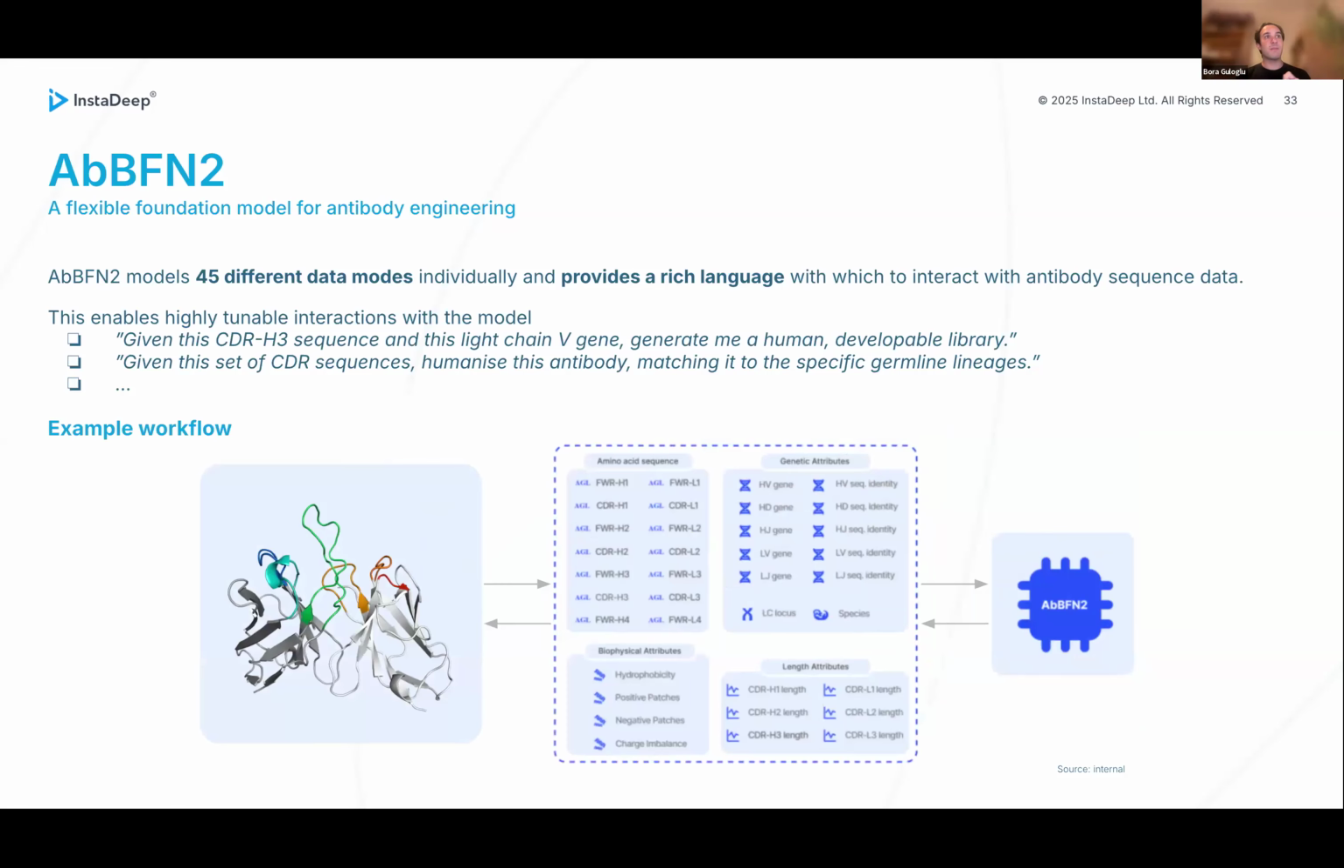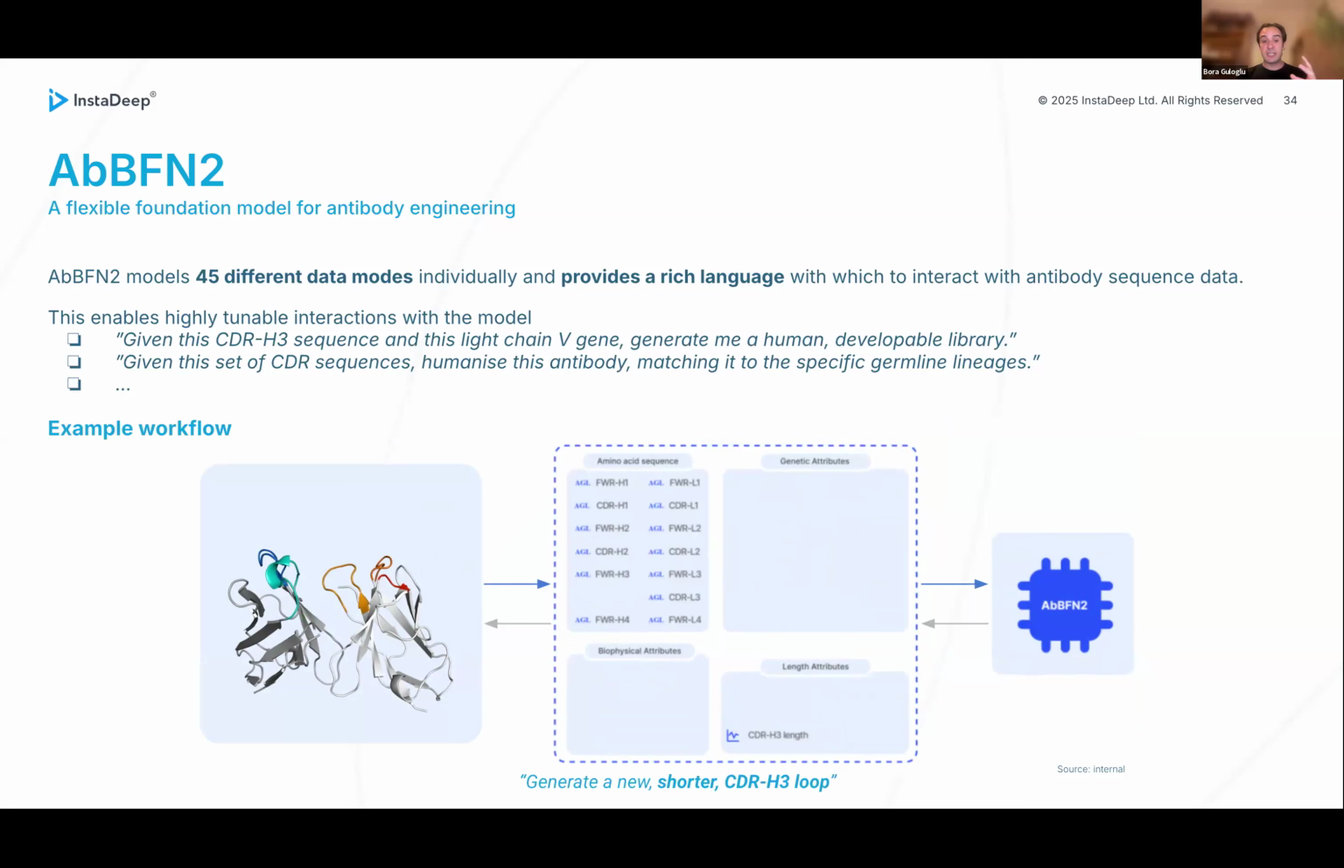If I give a properly concrete example here, say you start off with this antibody on the left. You're happy with most of it, but that CDRH3 loop, that green loop, is far too long. You want to have a shorter one. So what you can do is condition on the data that you already have and want to retain, right? So for the rest of the sequence, you can see that the CDRH3 is gone now. And also, because we explicitly model the CDRH3 length as a data mode, we can also condition on that. When we query the model, it then returns a new antibody sequence. These are actually generations from the model. I've just folded them up.